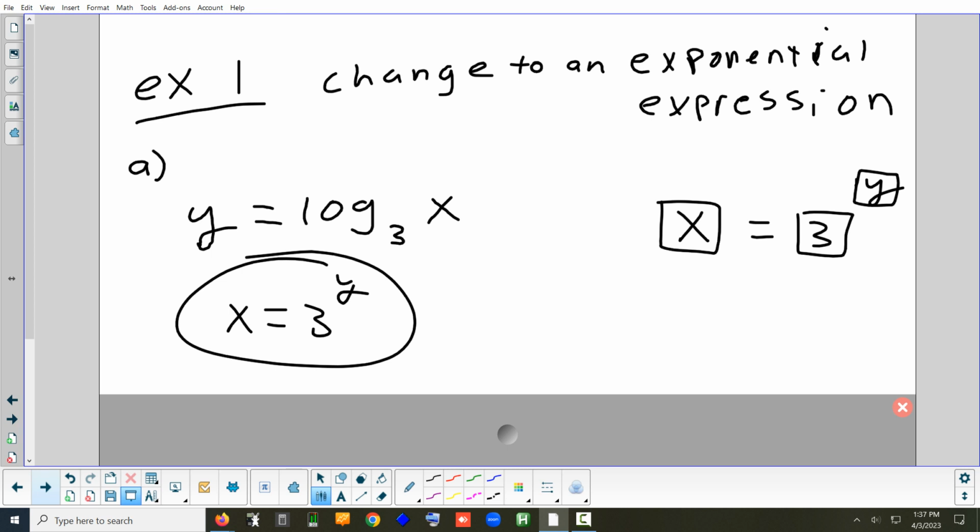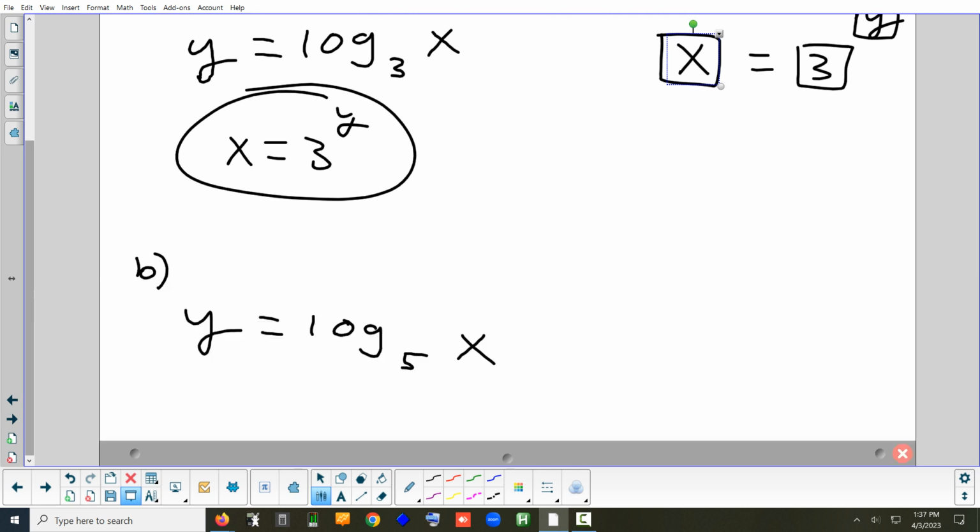Now, there's nothing you can really do to solve that. In order to solve that, you'd have to know what y is. Like, if y was 2, then I could do 3 to the second power and get an answer of 9. But without knowing y, I can't really go any further. So any question on changing from log to exponential? Let's try another one.